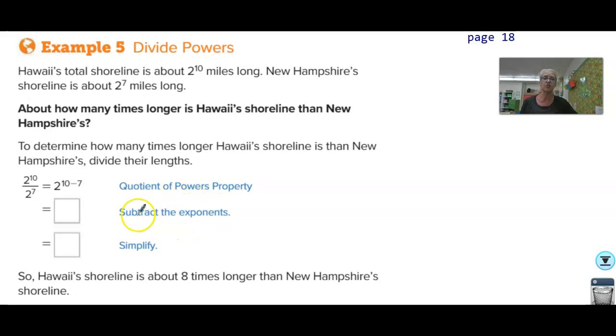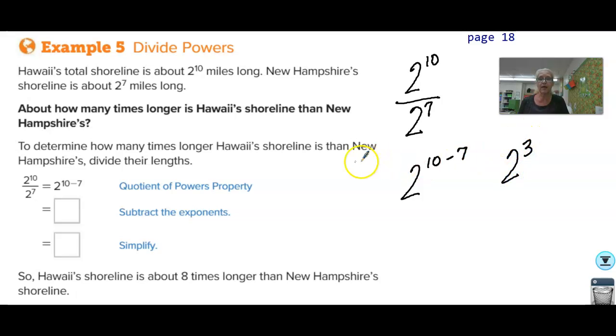All right, so what you would do is you would take the larger of the two numbers, which is clearly going to be 2 to the 10th, and you divide it by the smaller of the two numbers. Well, now we have 2 to the 10 minus 7, which is 2 to the 3rd. So that means that Hawaii's shoreline is 2 to the 3rd times longer than New Hampshire's. They want you to make it a number, so you can just say it's 8 times longer. Right, because 2 times 2 times 2 is 8.